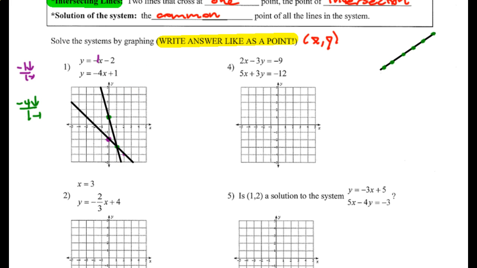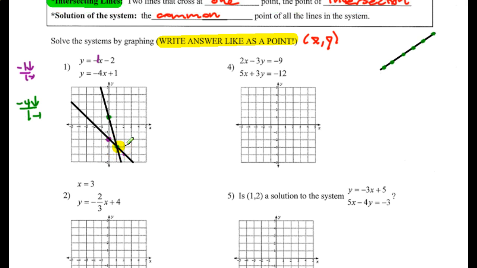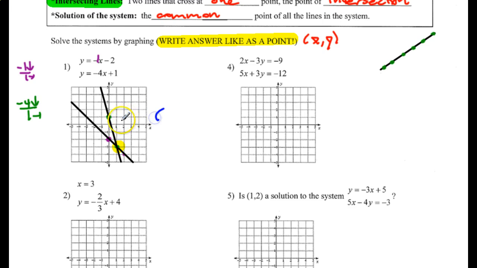Okay, so we're not done. Now I have to label my answer. This is my answer. This is the point that is the same point on both lines. So now I'm just going to write that as a point. So remember, you start at the origin, the middle. And how do I get there? Well, on the x first, I go positive 1. And then I go down 3, negative 3 on the y. That's my answer. (1, -3) is an answer for both. That's it.